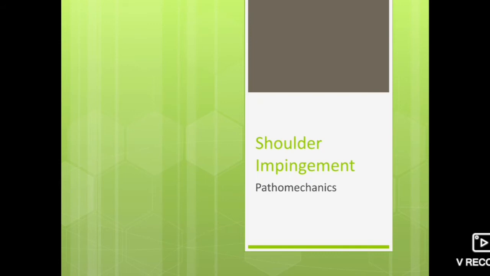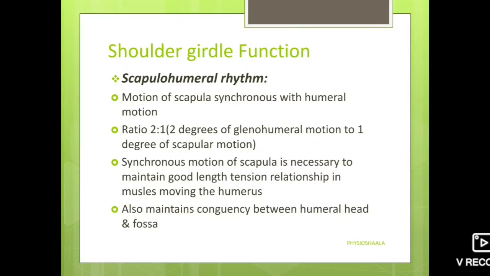Hello friends, the topic of today's discussion is shoulder impingement and its pathomechanics. To understand the pathomechanics behind shoulder dysfunction, you should first understand the shoulder girdle function. And the most important part of shoulder girdle function is scapulohumeral rhythm. The motion of the scapula is synchronous with the motion of the humerus.